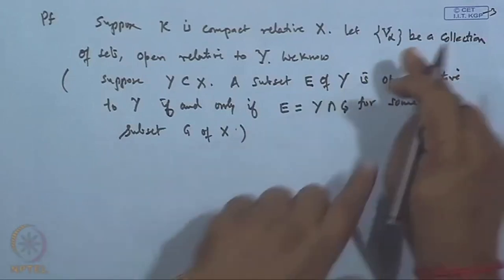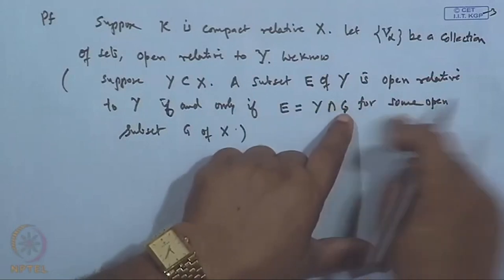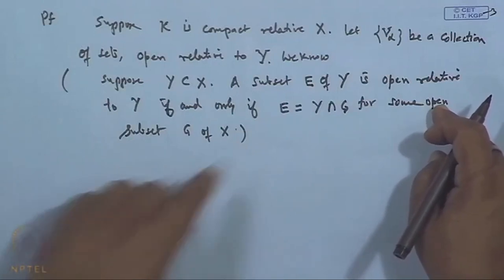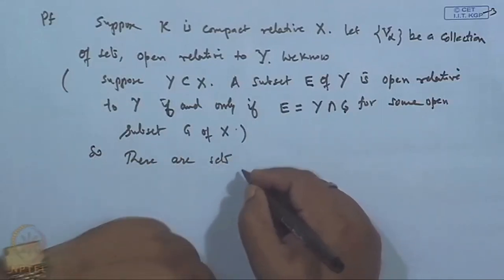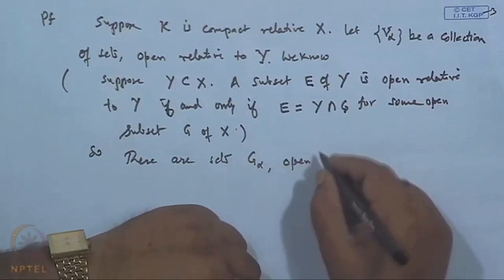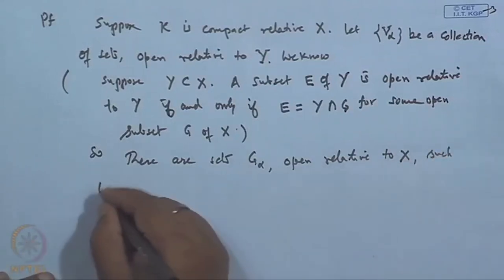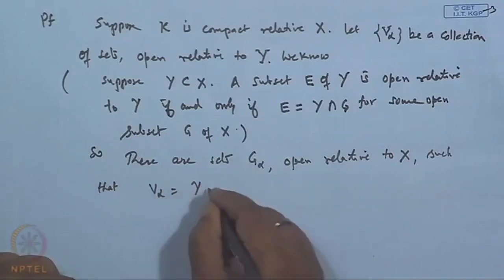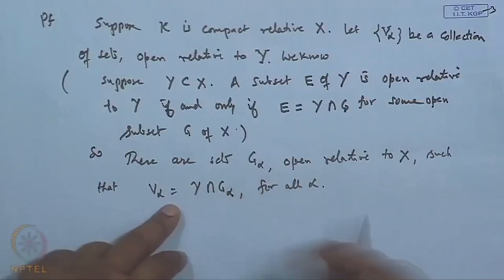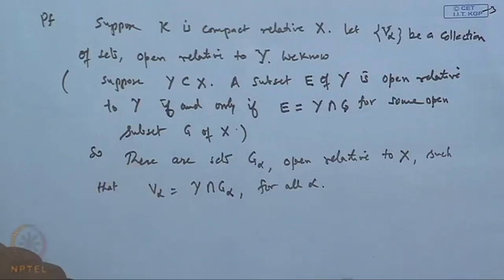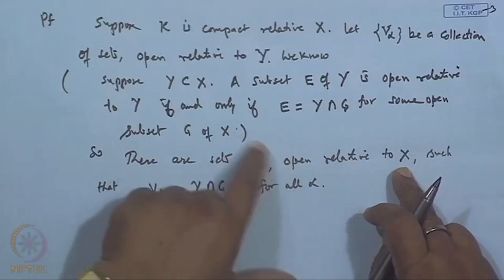Using this result, if V alpha is open relative to Y, then V alpha can be expressed as Y intersection G alpha for some open subset G alpha of X. So there are sets G alpha, open relative to X, such that V alpha is Y intersection G alpha for all alpha. Means V 1 will be Y intersection G 1, V 2 will be Y intersection G 2, and so on. Now, what is given is K is compact relative to X. So G alpha is an open set relative to X, and this open cover will have a finite subcover.